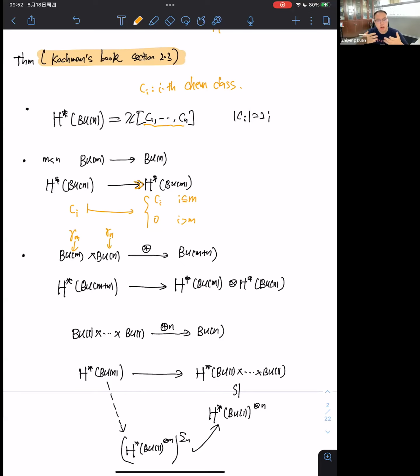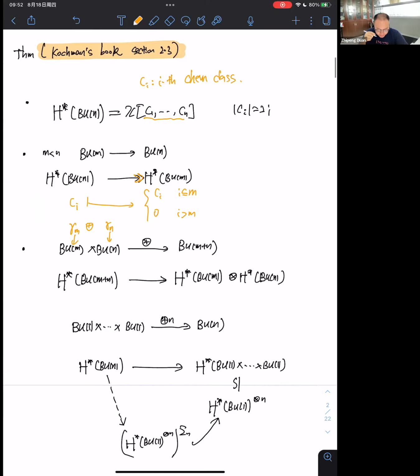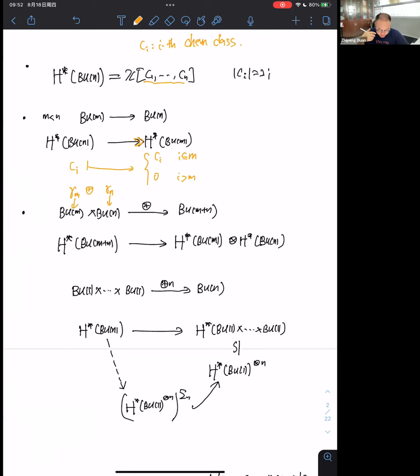If you consider the direct sum of these two tautological bundles, then you have a dimension m plus n bundle over the space BUm cross BUn. Then by the classification theorem, there is a classifying map from BUm cross BUn to the classifying space BU(m+n). Then on the cohomology level, this map will induce a map from the cohomology of BU(m+n) to the cohomology of BUm tensor the cohomology of BUn.